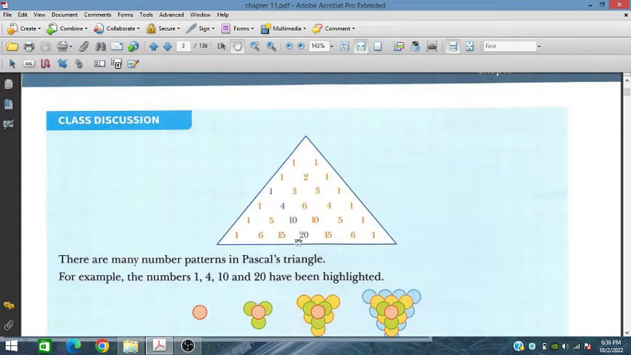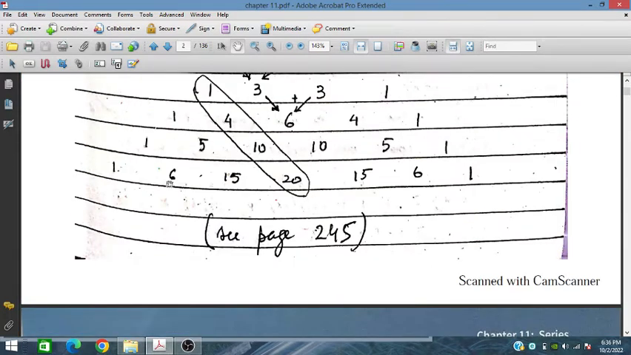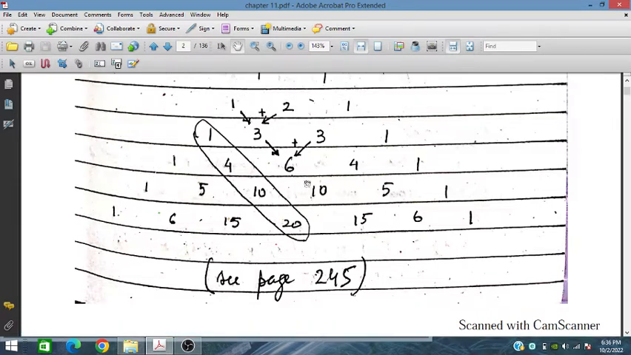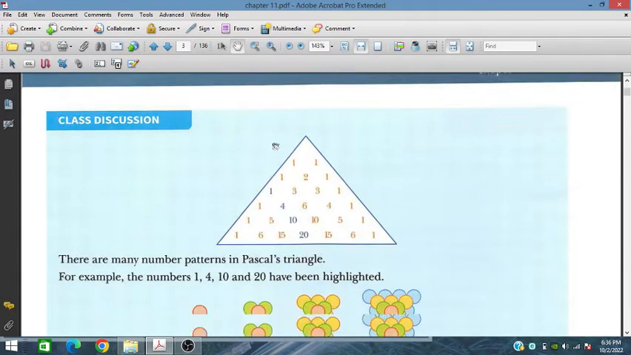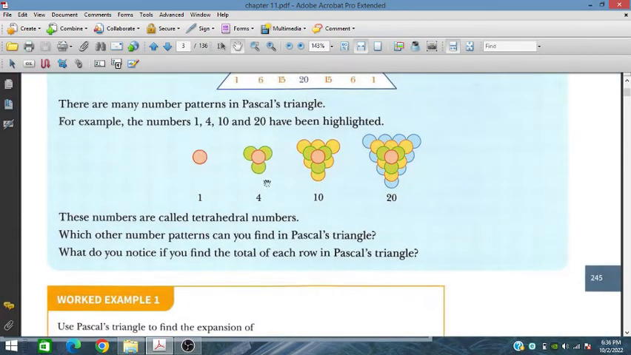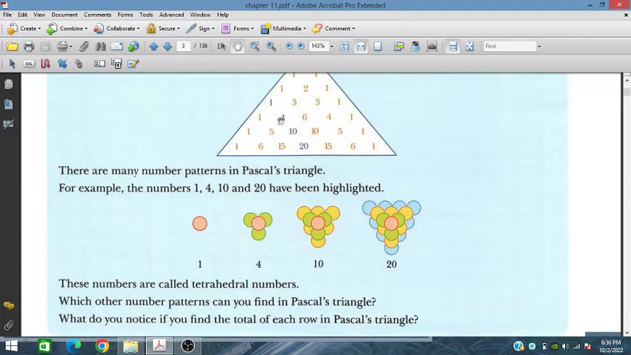So again, for higher order polynomials, I have included two more rows here. Similarly, more rows can also be added. So this is one of the ways the Pascal triangle works: 1 4 10 and 20. So this is the way.